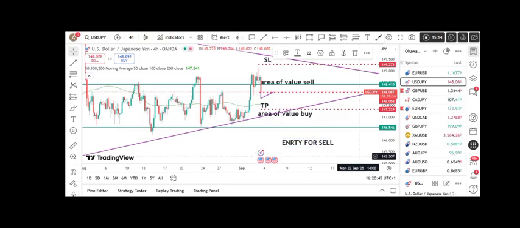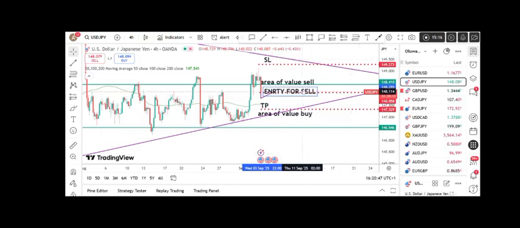So we will not rush. You don't need to rush it. You have to wait for confirmation before you place your trade. So you need to wait for confirmation.